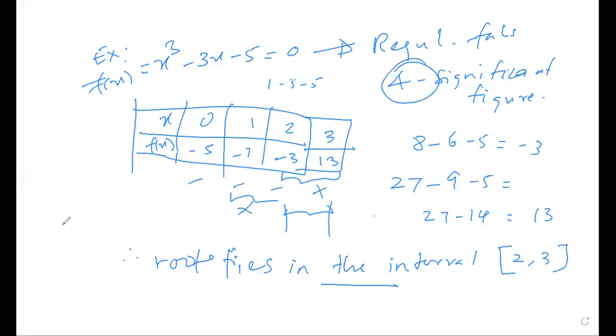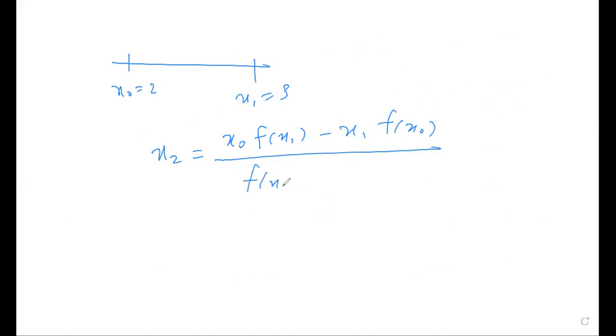So I'll erase the board. Okay. So we have found our x0 as 2, x1 as 3, according to our steps. So to get the x2, I hope you have tried the older version of the formula. So I will try the next one. It will be x0 f(x1) minus x1 f(x0), divided by f(x1) minus f(x0), isn't it?